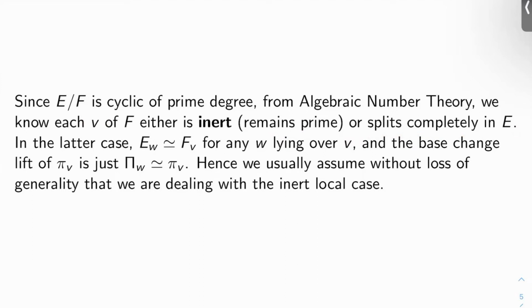Okay, well, but if you're in this latter case, isn't E sub w just isomorphic to F sub v for any w lying over v? Yeah, so base change doesn't tell us anything new here. The base change lift of pi sub v is just big pi sub w, which is isomorphic to little pi sub v, right? So let's just assume we're not in this case ever. So usually, without loss of generality, we're going to be dealing with the inert local case from here on out.